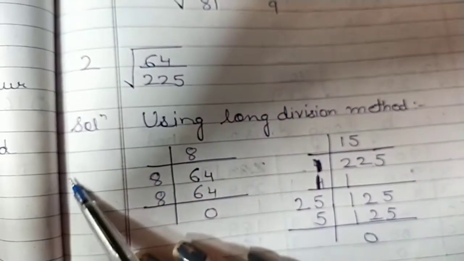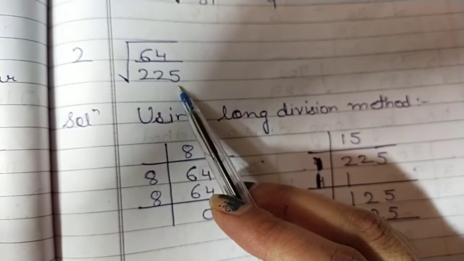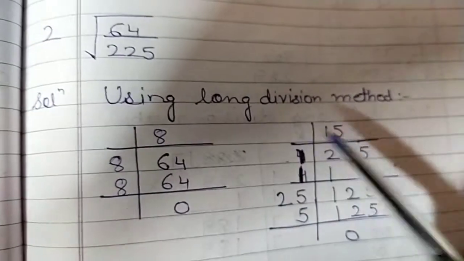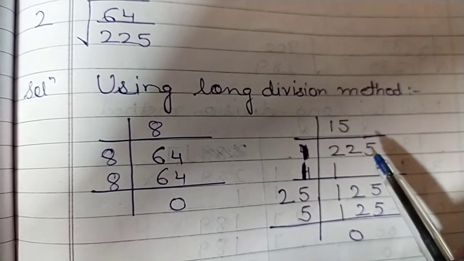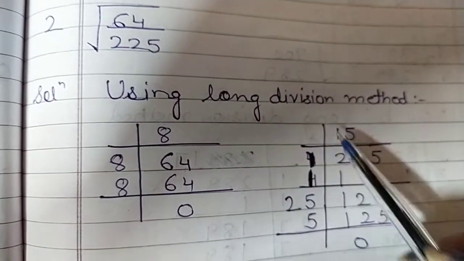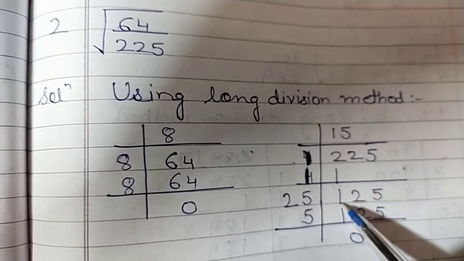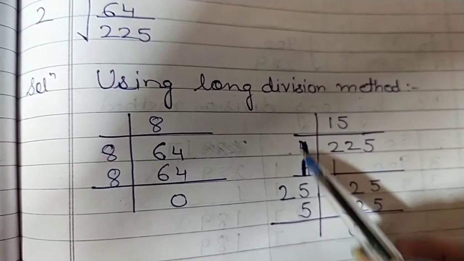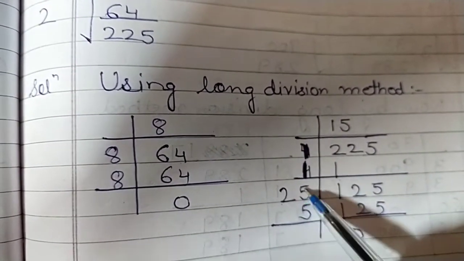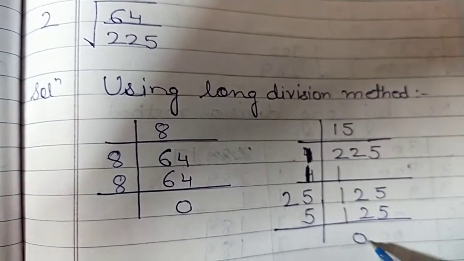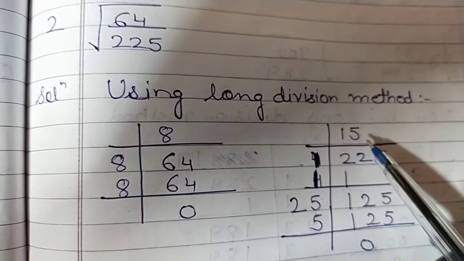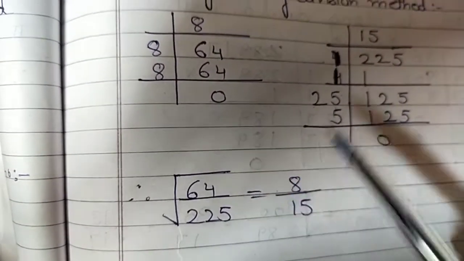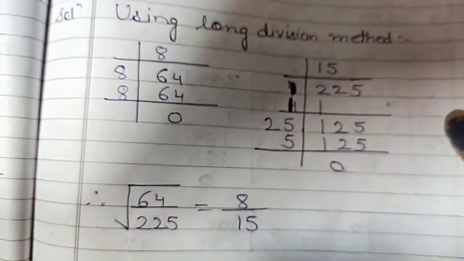Next part is question number 2. Under root of 64 upon 225. Using the long division method, we know the square root of 64 is 8, and after that we find the square root of 225. 1 one is 1, 2 minus 1 is 1, and after that we have taken this 25. Now 1 plus 1 becomes 2, and when we multiply 25 by 5 we get the remainder 0, and we take this 5 here. The quotient is 15. It means under root 64 upon 225 is equal to 8 upon 15.